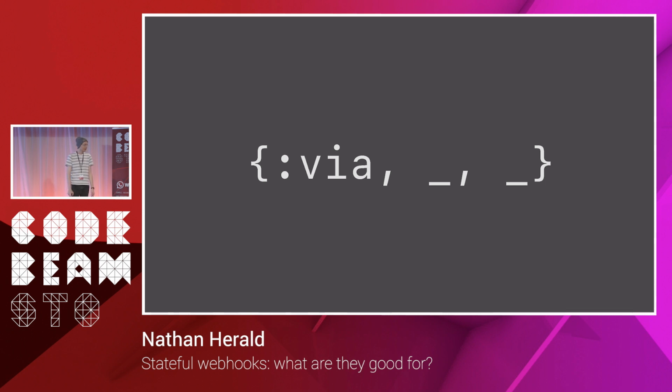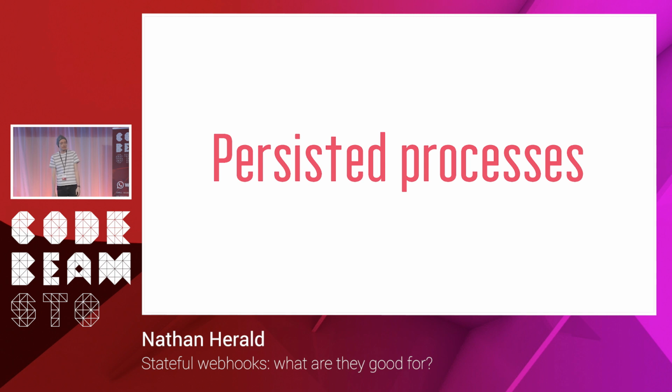So the other thing that's missing is persisted processes. Like if a process crashes in Erlang, then that state is gone. And a lot of people have solved this problem. This is something you could just solve manually. You could just, when state changes, you could post it somewhere.